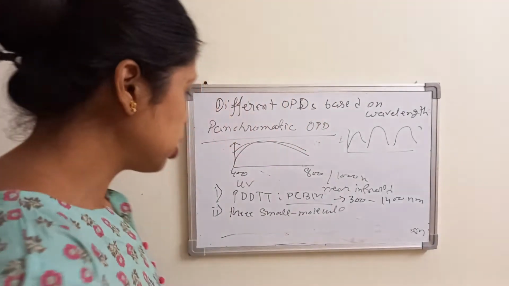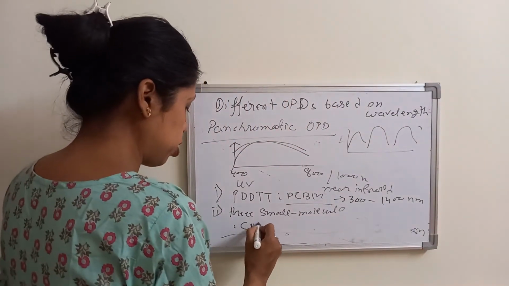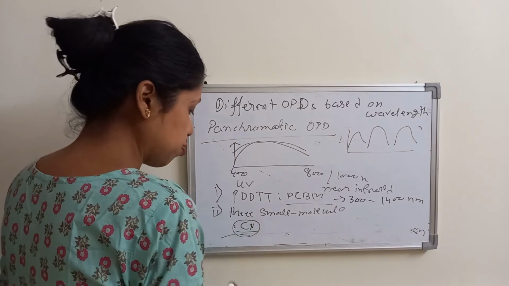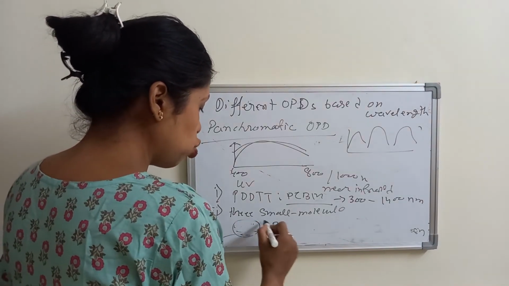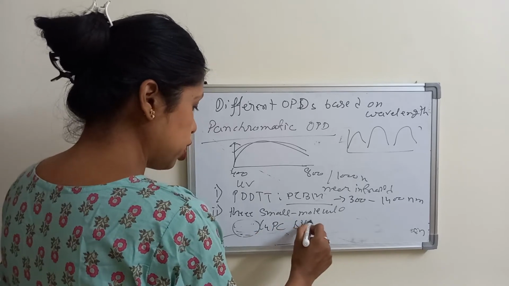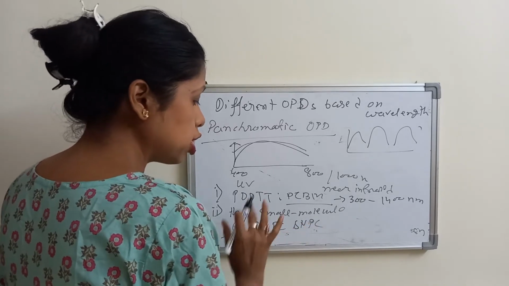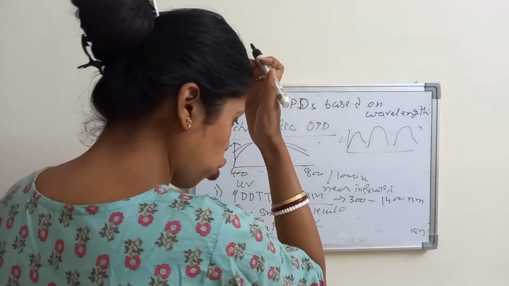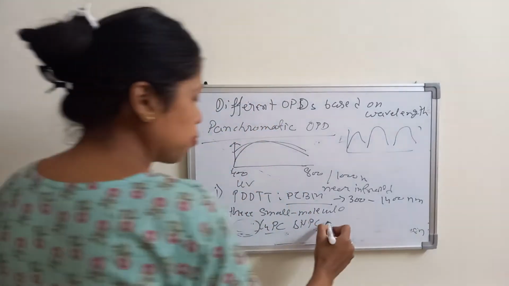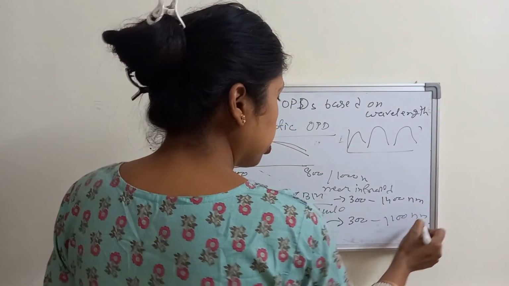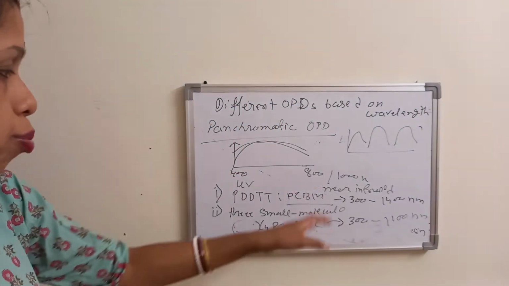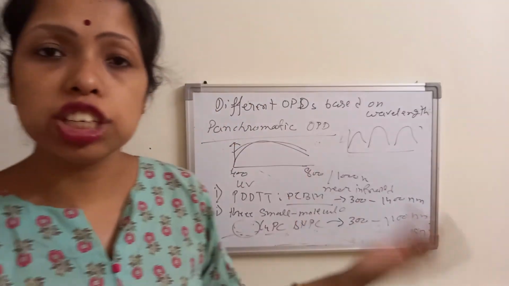So by using the phthalocyanine material, the Pc, suppose CuPc, SnPc, these three phthalocyanine materials were used for getting the panchromatic OPD. The response goes from 300 to 1100 nanometer. In both cases we can get higher efficiency, 50 to 60% efficiency.